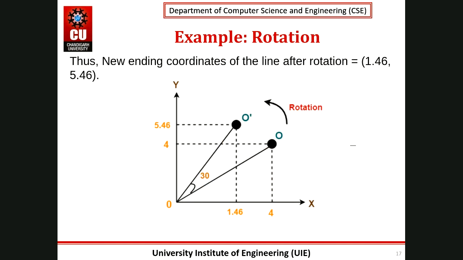So here is the diagrammatic representation of the line segment. Initially the line segment coordinates were 0 comma 0, this was the initial position, and another point given to us was 4 comma 4. After applying the 30 degree rotation with respect to the origin, we have new values, that is 1.46 and 5.46. So as you can see here, they are now rotated by a particular angle.